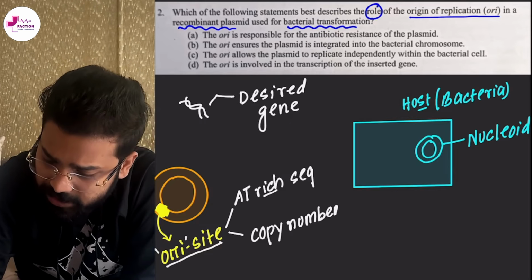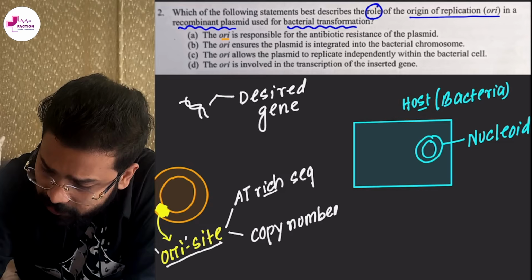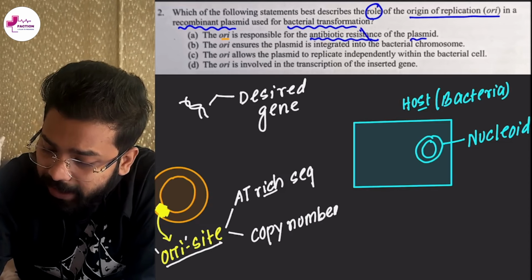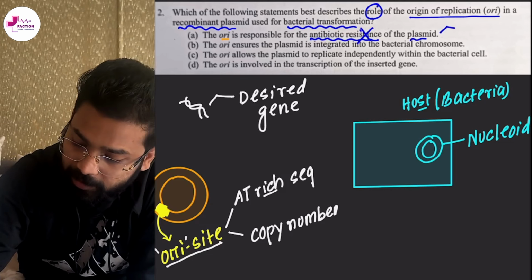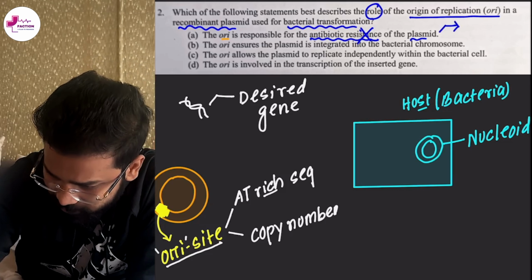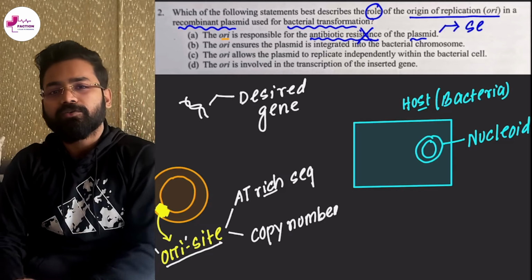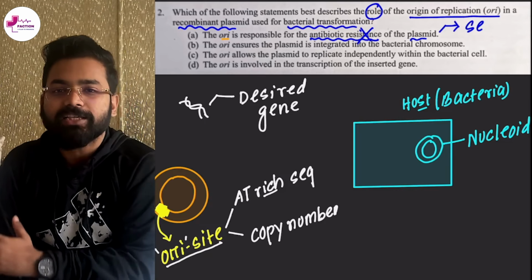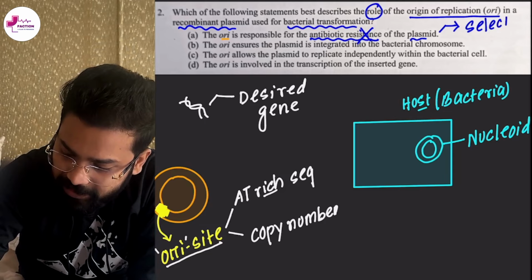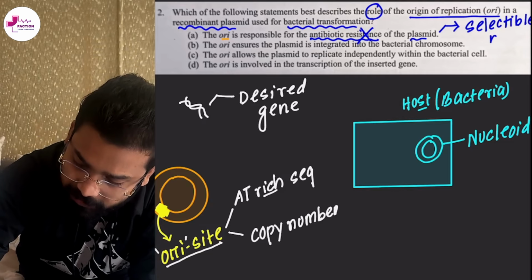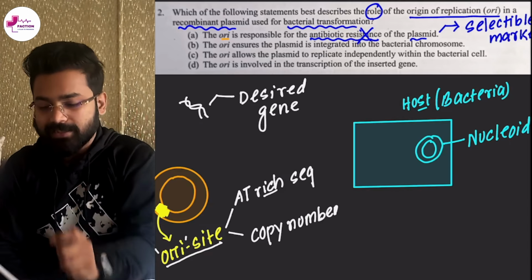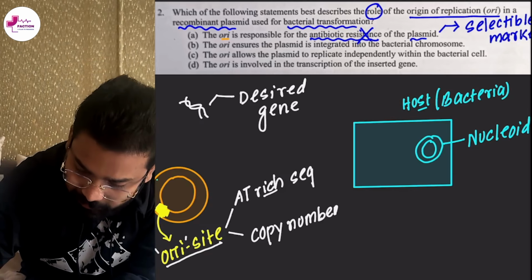Let's check. The first option says the ORI is responsible for antibiotic resistance of a plasmid. No. For antibiotic resistance there is something called a marker, or you can say a selectable marker. My aim is not only to find the correct answer but also to explain why the other three options are not correct. If this was the question, the answer would have been selectable marker. The function given here, antibiotic resistance, is a function of the selectable marker.